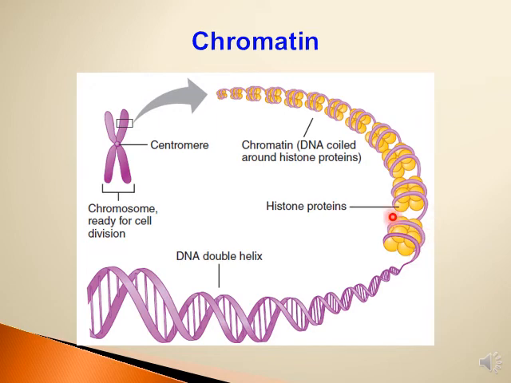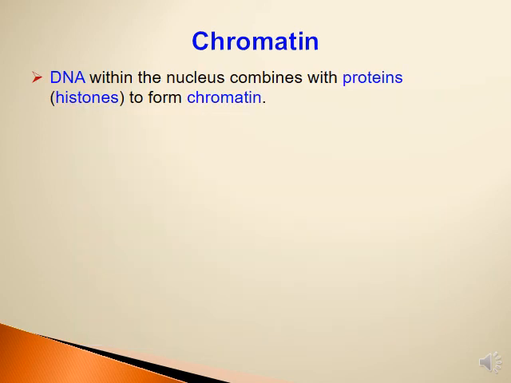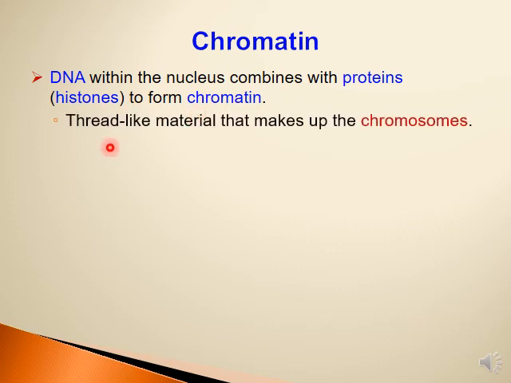And finally we can see the genetic material in the form of chromosomes that are ready for division. Chromosomes are seen clearly just before the division, and each chromosome is composed of two arms that are connected by the centromere. So the DNA within the nucleus combines with proteins called histones to form chromatin, the thread-like material that makes up the chromosomes.